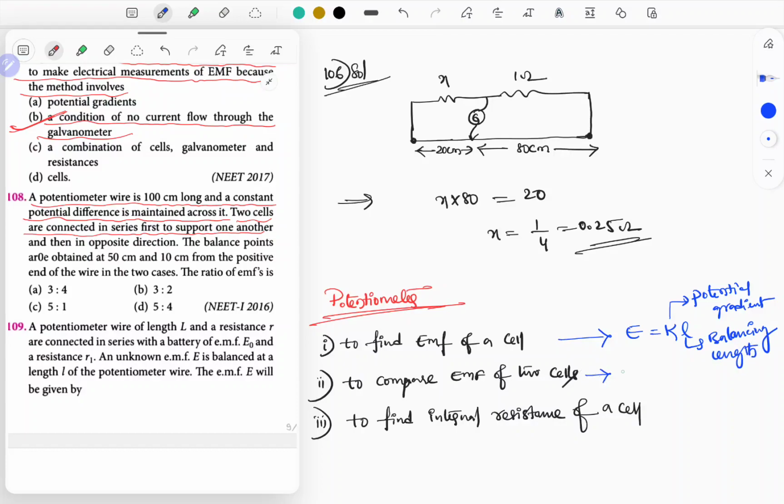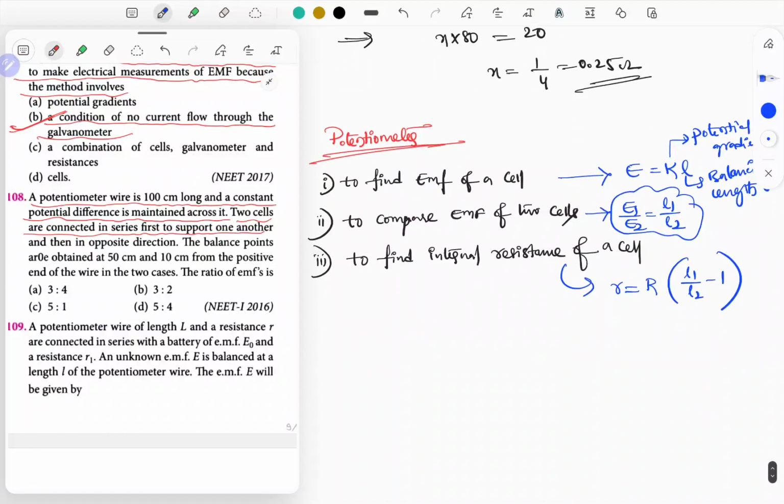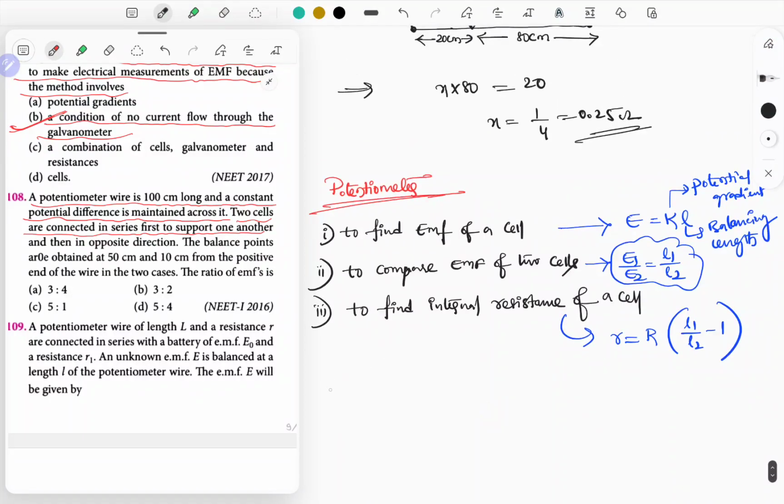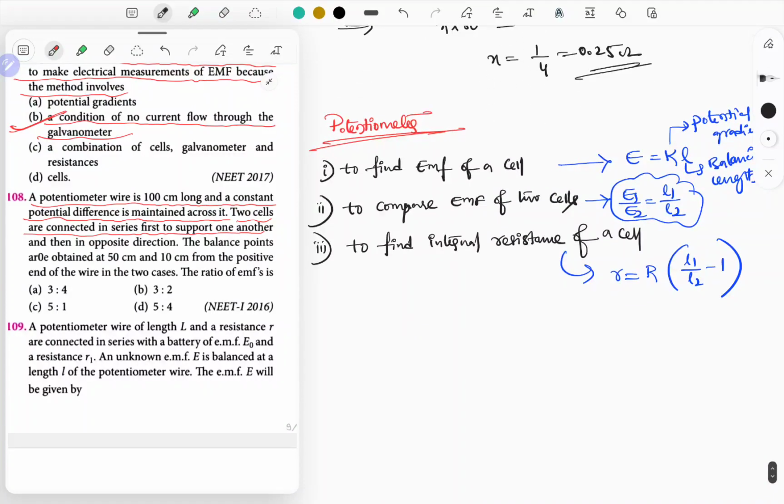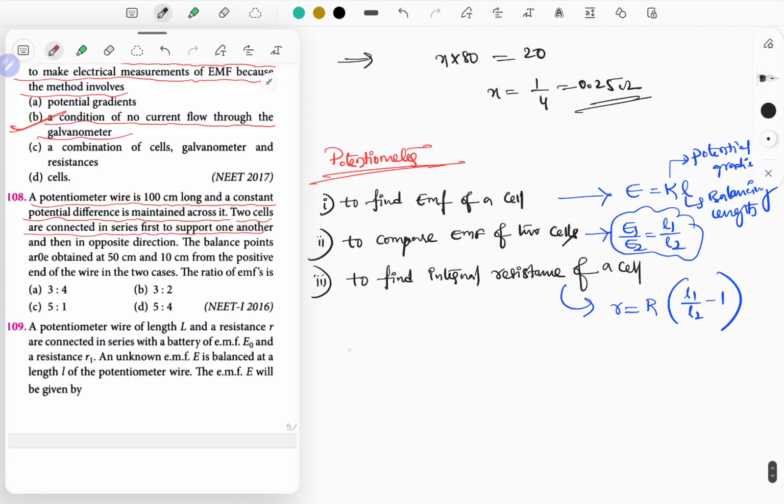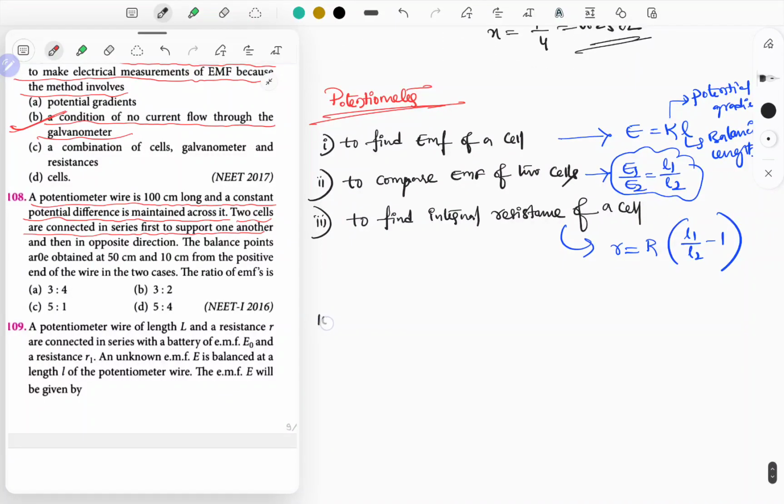And to compare the EMF of two cells, that is E1 by E2 is equal to L1 by L2. This is the way to compare. And the last purpose is to find out internal resistance, that is small r is equal to capital R into (L1 by L2 minus 1). These are the three major purposes of the potentiometer. Okay, so just observe the given data. The total length of the potentiometer is 100 centimeter and a constant potential difference is maintained across it. Two cells are connected in series, first supporting each other. Okay, super. Question number 108.